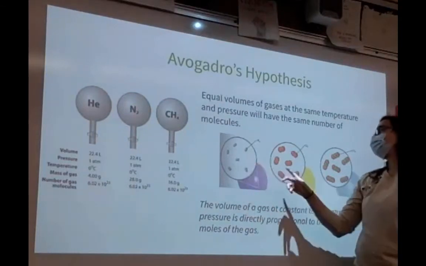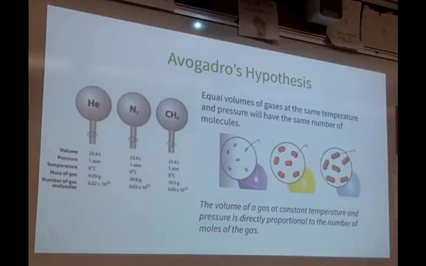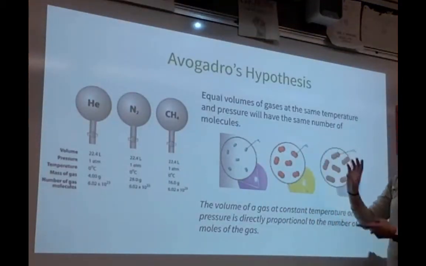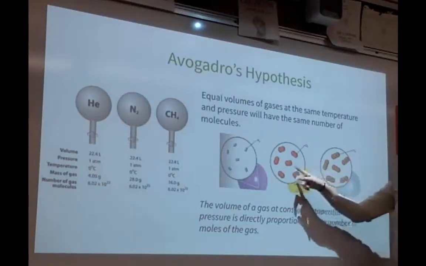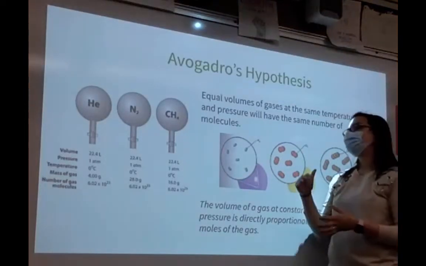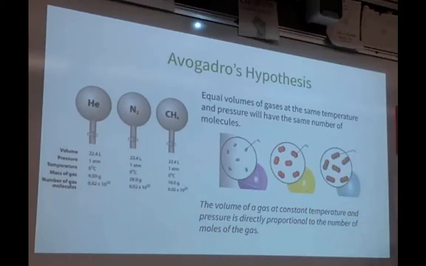Over here, there's hydrogen, oxygen, and CO2. Again, they're all at the same volume, same size balloon. If they're at the same pressure and temperature, they're going to have the same number of molecules. That is just what Avogadro's hypothesis states. This actually relates to the ideal gas law. So we will relate a lot of this to the ideal gas law tomorrow and Thursday.